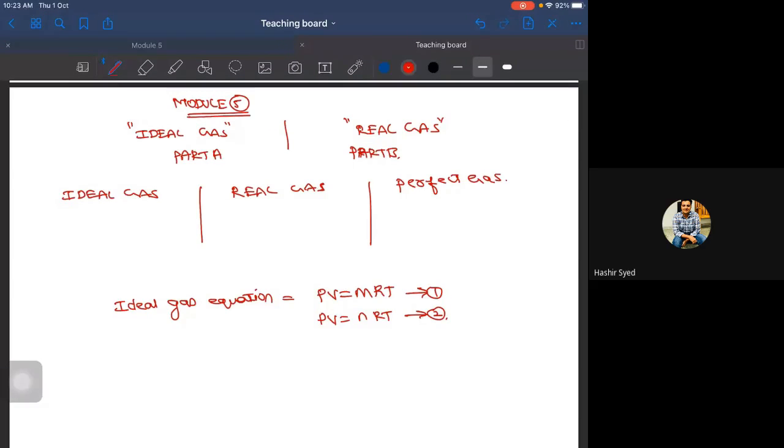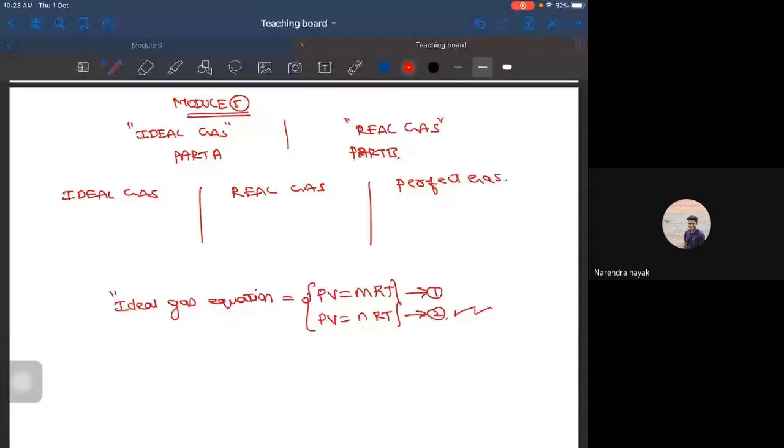Okay, nRT is correct according to you. mRT, sir. Okay, both are correct, so we shall discuss it. What is m and what is n, we will discuss in very much detail in this class, which is very, very important for all the problems. As of now, we will consider both of them as an ideal gas equation.